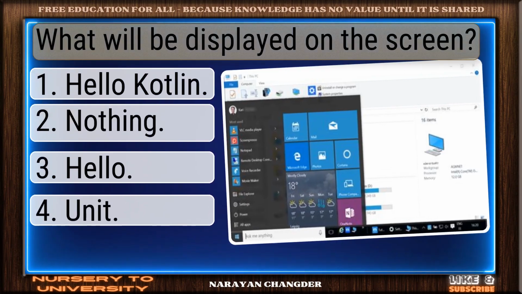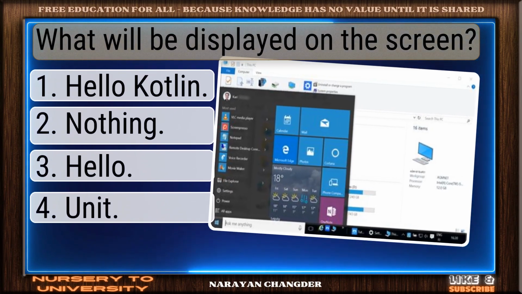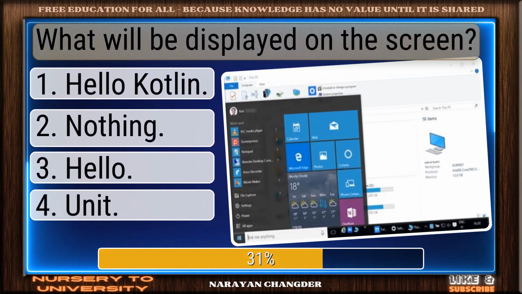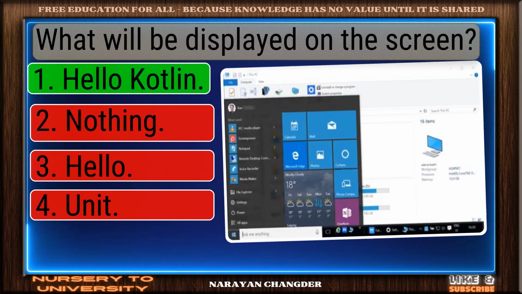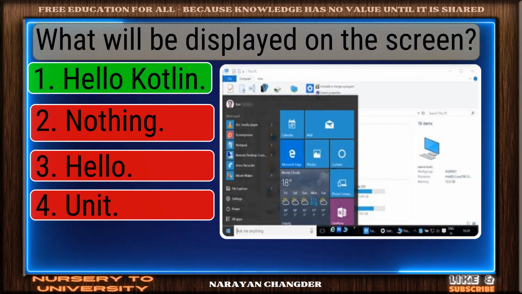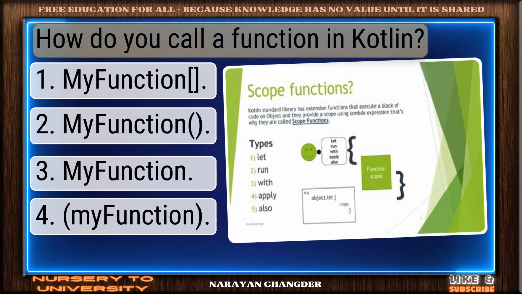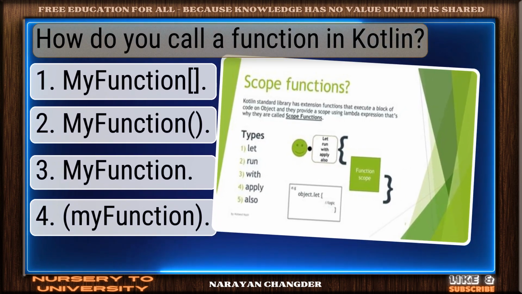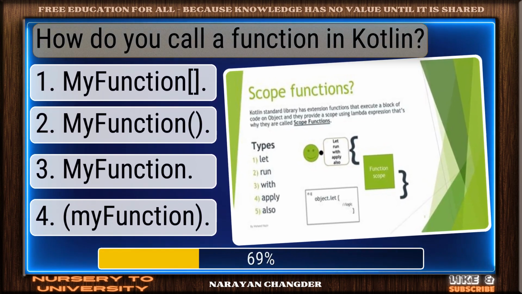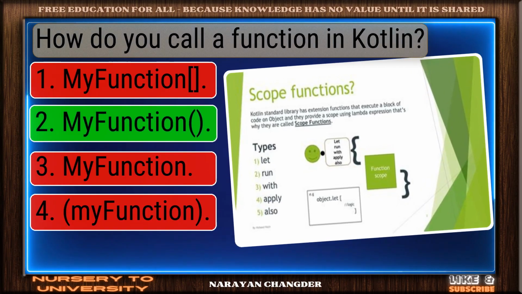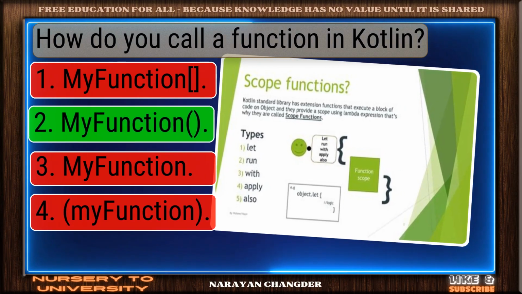Question number 67. What will be displayed on the screen? Sharp thinking. Hello Kotlin is the right choice. Question number 68. How do you call a function in Kotlin? You chose myFunction, and it is correct.